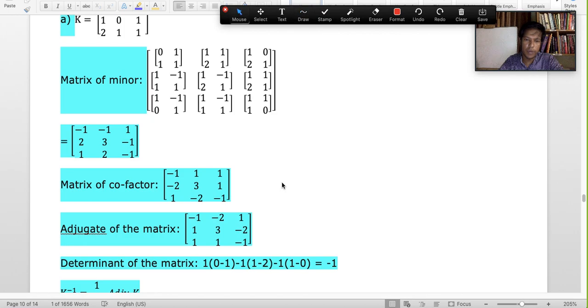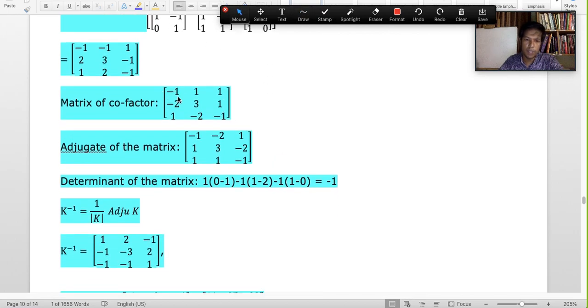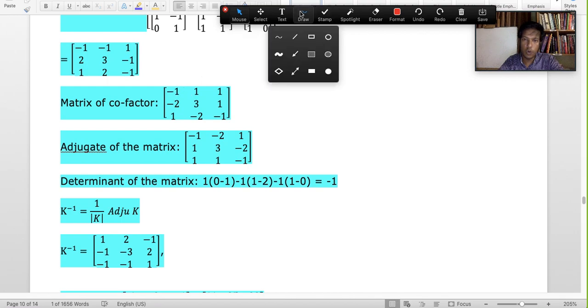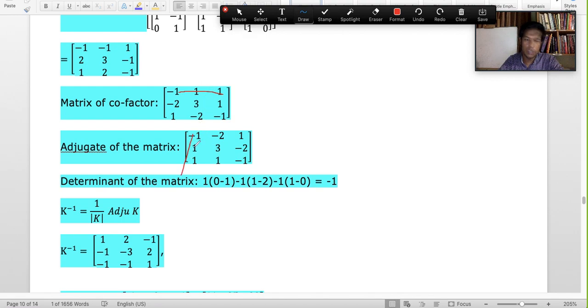Then for the adjugate of the matrix, this is 1. This row and column will interchange. This row will come here. This row will become the column for all of them, and this will come here. Okay. Let me use another color. This will become here, and this will come here. Okay. All the rows will become the columns.